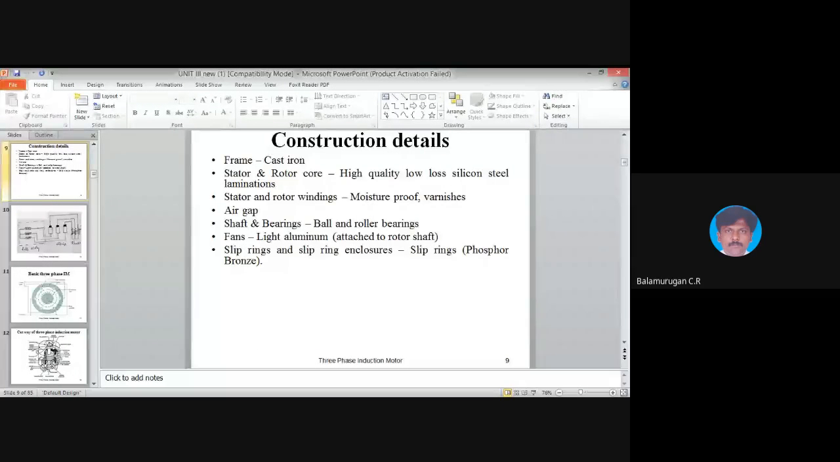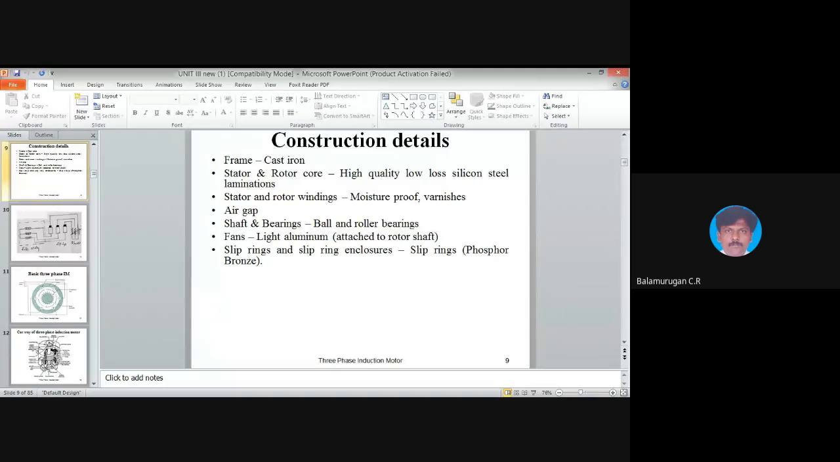So regarding the construction, we'll have these general points. These general points will be similar to the DC machine and AC machine. The frame will have an outer cover. What is the material we are using? It will be cast iron. These are the common points with respect to the DC machine and AC machine.